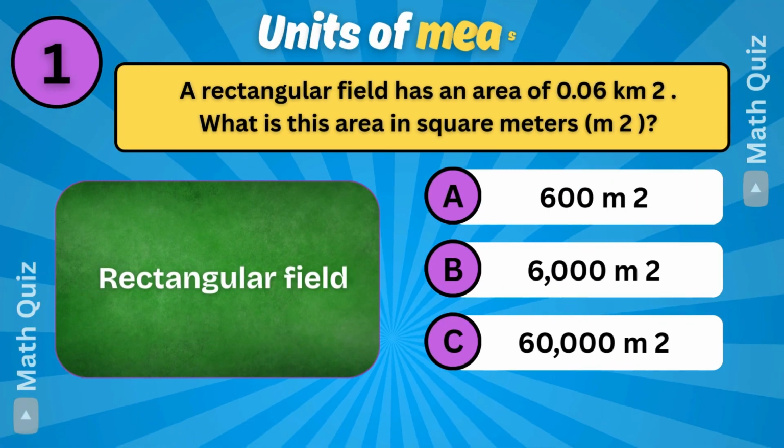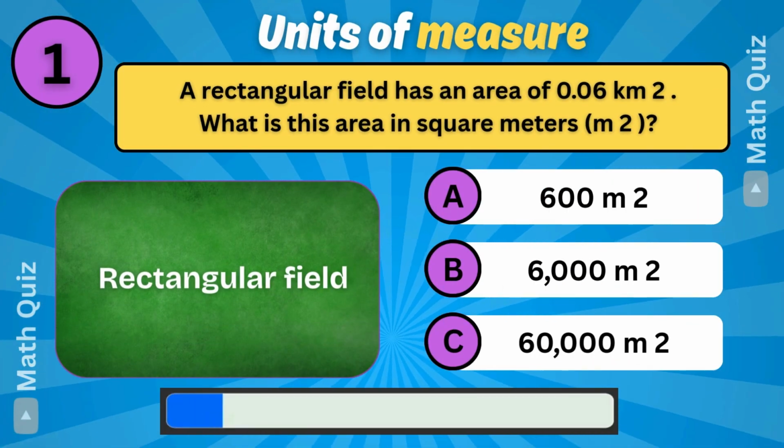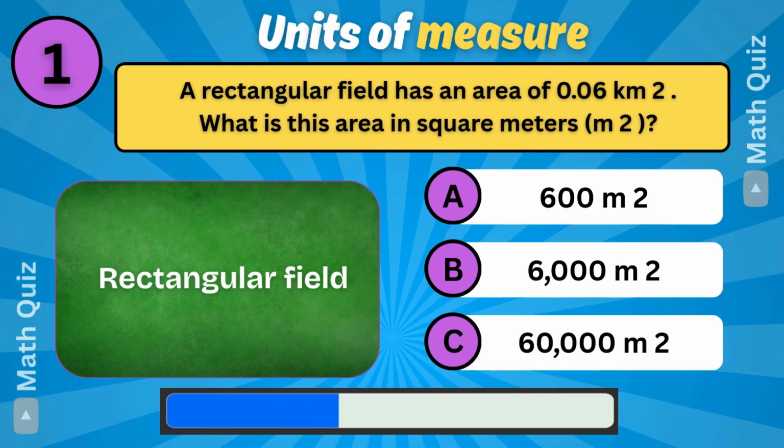1. A rectangular field has an area of 0.06 km². What is this area in square meters, m²?